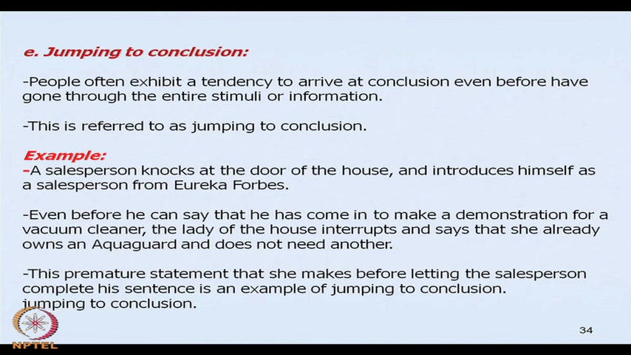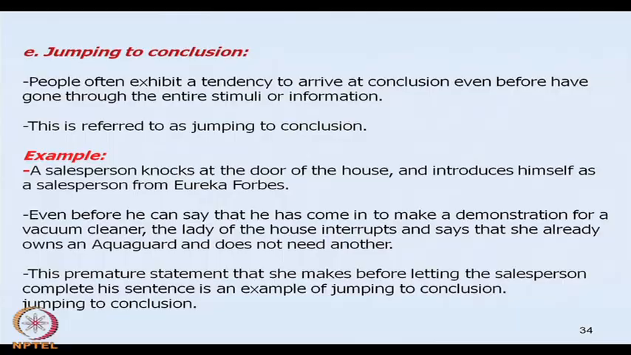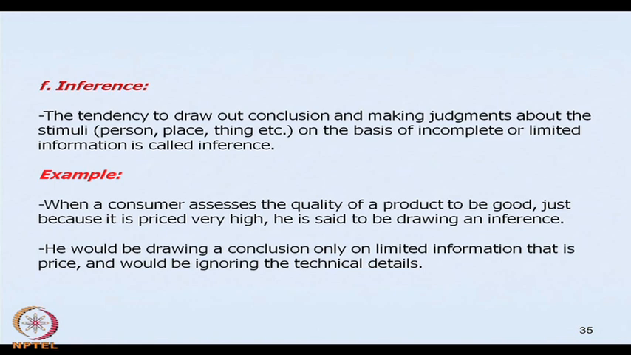A person knocks at your door and introduces himself as a person from Eureka Forbes. Even before he says that he's come to make a demo for a vacuum cleaner, you immediately say, oh, we don't need a filter, we already have an AquaGuard filter. This is a premature statement made even before he's completed his sentence. So we call it jumping to conclusion. Inference is making a conclusion based on missing or incomplete information.